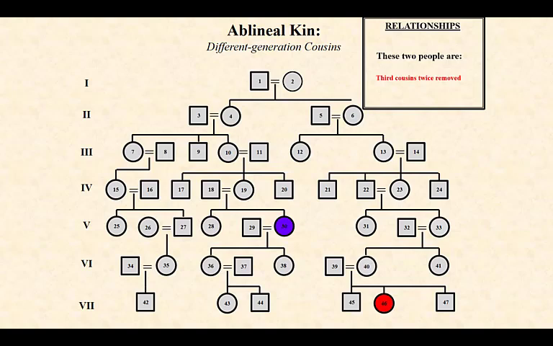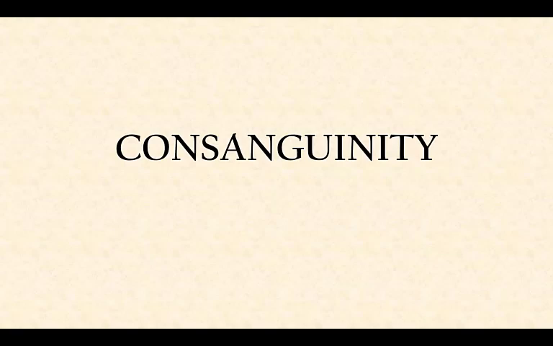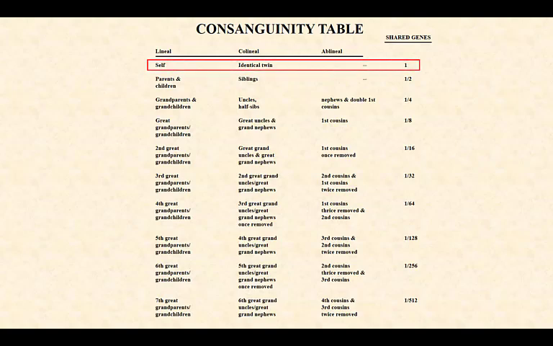Now let's look at consanguinity in a pedigree chart, that is blood relations. So look across the top, you see 3 columns labeled lineal, colineal, and ablineal, and then in the last column shared genes. And so these would be equivalencies in terms of relatedness. So we see self and an identical twin would be 100% related.